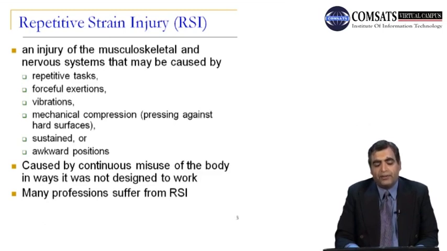RSI, or repetitive strain injury, is an injury of the musculoskeletal and nervous system that may be caused by repetitive tasks, forceful exertions, vibrations, mechanical compression, meaning pressing against hard surfaces, and sustained or awkward positions. It is caused by continuous misuse of the body in ways it was not designed to work.